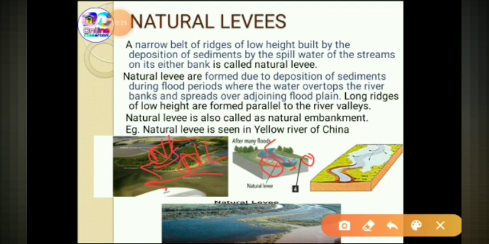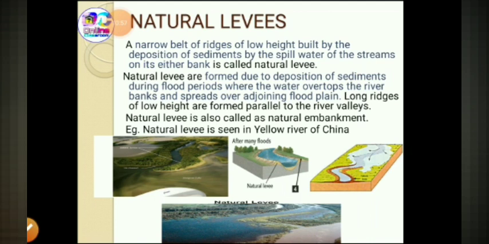The natural levee is mainly seen in China. It occurs as depositional sediments formed during flood periods, where the water overtops the river bank and spreads over the adjoining floodplain, and long ridges of low height are formed parallel to the river valleys. This is an example of a natural river levee which has been seen in China.